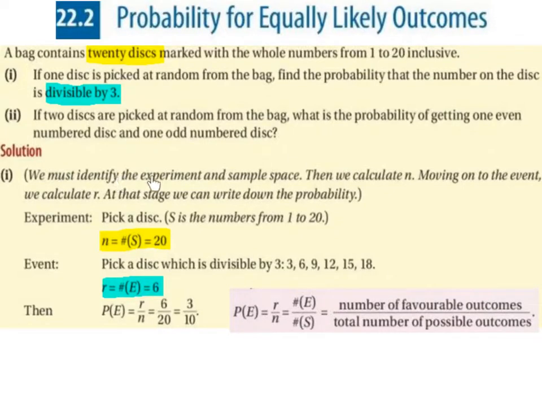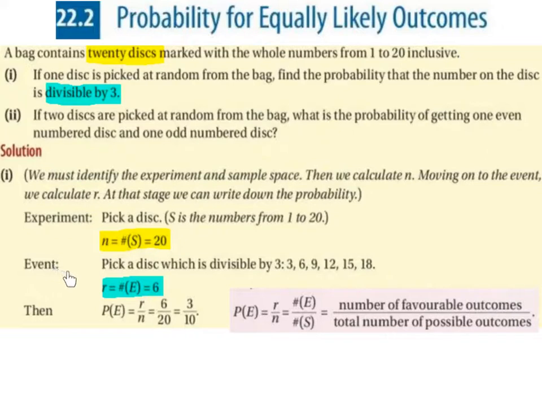We must identify the experiment and the sample space. Then we calculate n. Moving on to the event, we calculate r. At that stage, we can write down the probability. So the experiment is to pick a disc. S, the sample space, is the numbers from 1 to 20. So the number in the sample space is 20. We have 20 options in total.